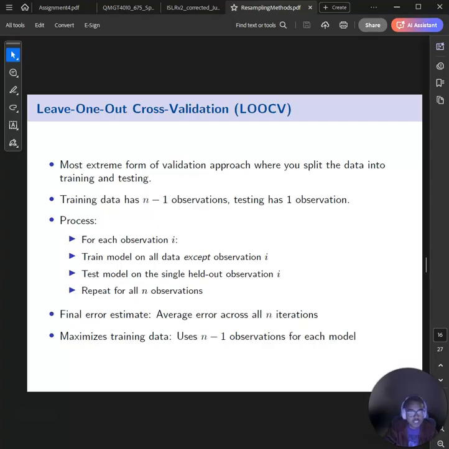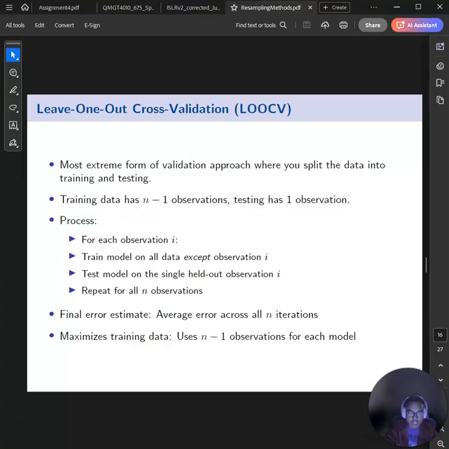Let's talk about an extreme form of validation called leave-one-out cross-validation, or LOOCV for short. In LOOCV, we take the validation concept to its limit. Our training data consists of n minus 1 observations, where n is the total sample size, and our testing data is just one single observation.